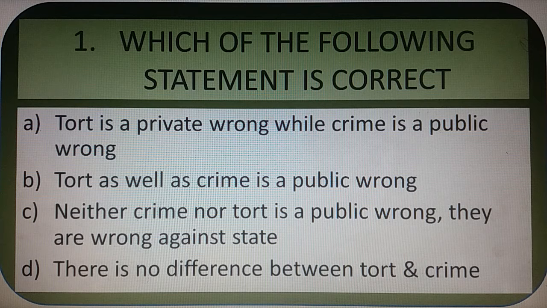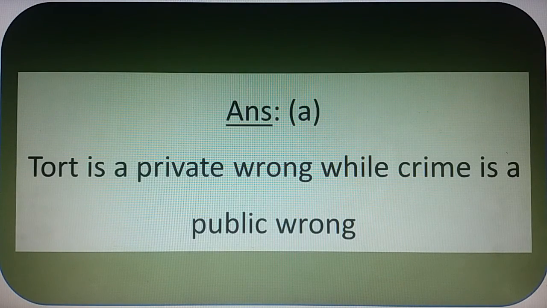Tort is a private wrong, that's why it is known as a civil wrong. And we know that a civil wrong deals with violation of private rights belonging to an individual, whereas in a criminal wrong, the whole society gets affected. We already know the difference between these two.